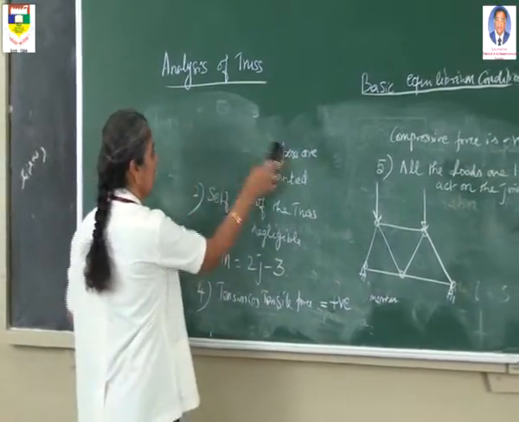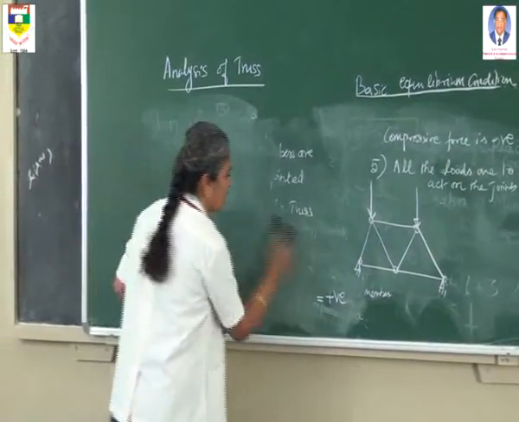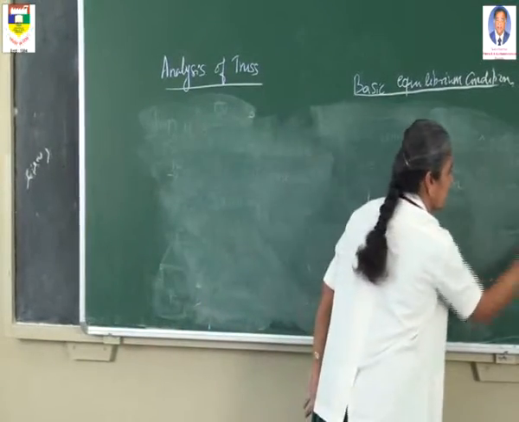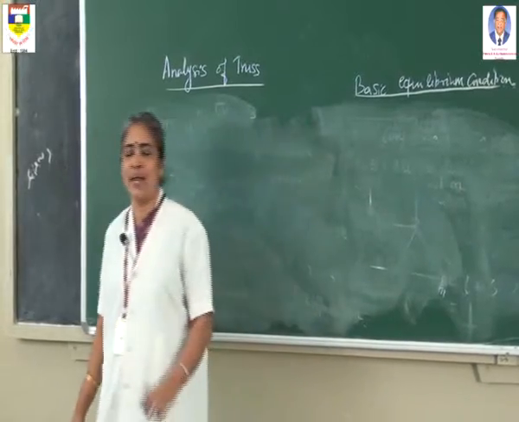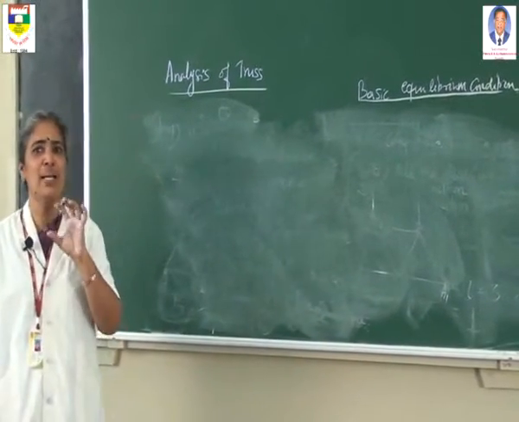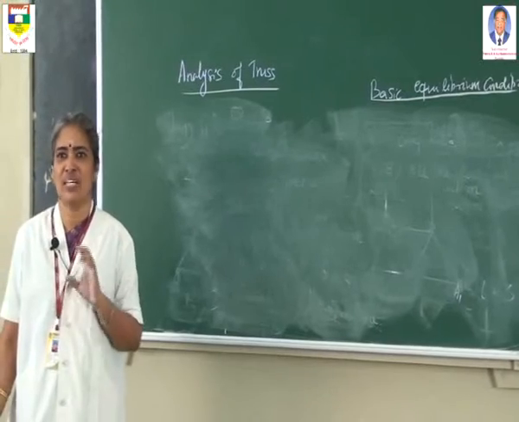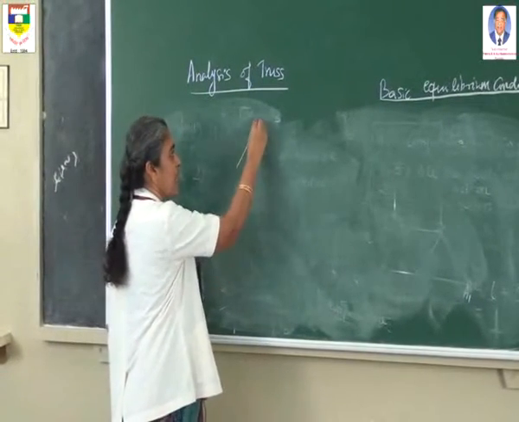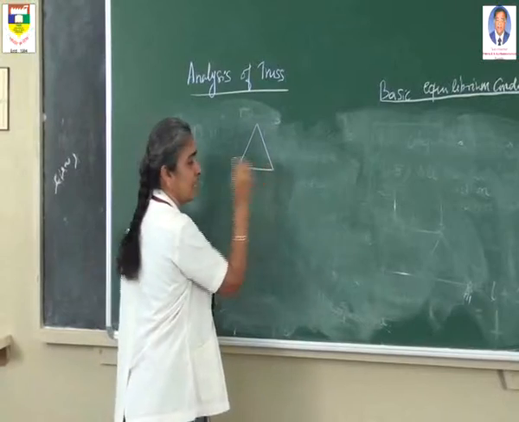Next we go for the method of joints. To explain the method of joints problem, I am going to take a simple problem. The truss is made up of a simple triangle. The basic form of a truss is a simple triangle. So to explain that concept, I am going to take a simple truss.